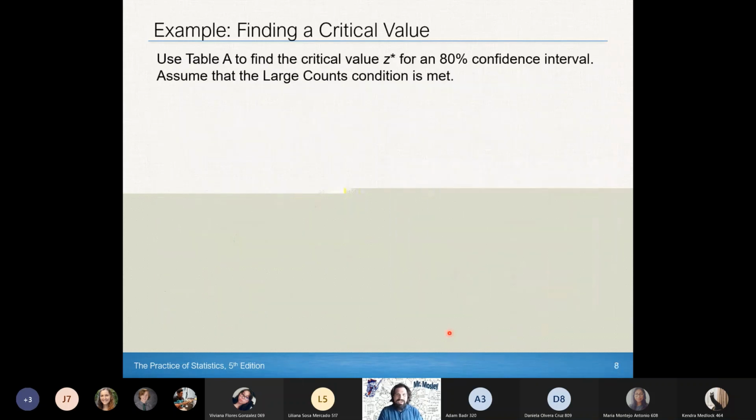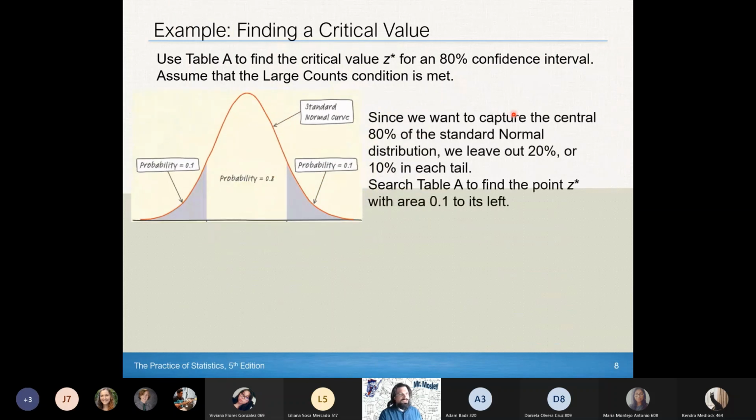So let's look at an example of finding a critical value. In this example, we're going to use table A to find the critical value z star for an 80% confidence interval, assuming that the large counts condition has been met, so I can use the normal curve. Since we want to capture the central 80% of the standard normal distribution, we leave out 20%, or 10% in each tail. We get 0.1 of the area here, 0.1 of the area on the other tail. We're going to search table A to find the point z star with area 0.1 to its left. So we're going to find 0.1 on the interior of table A.